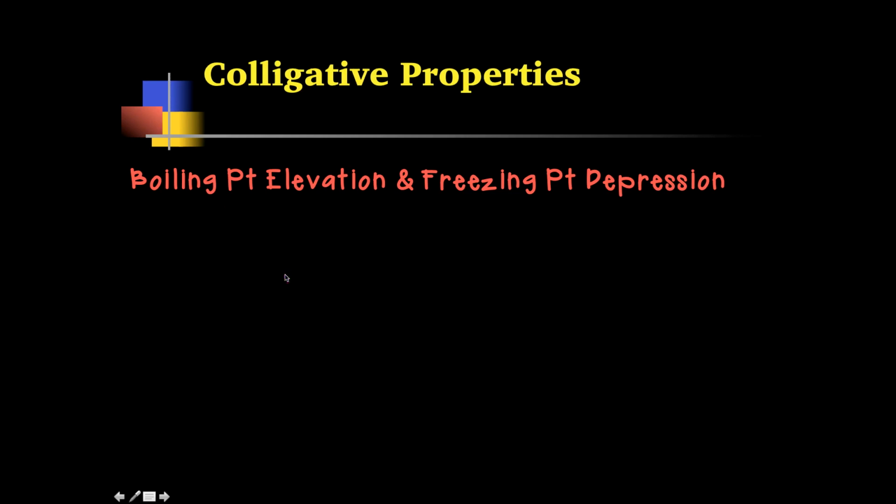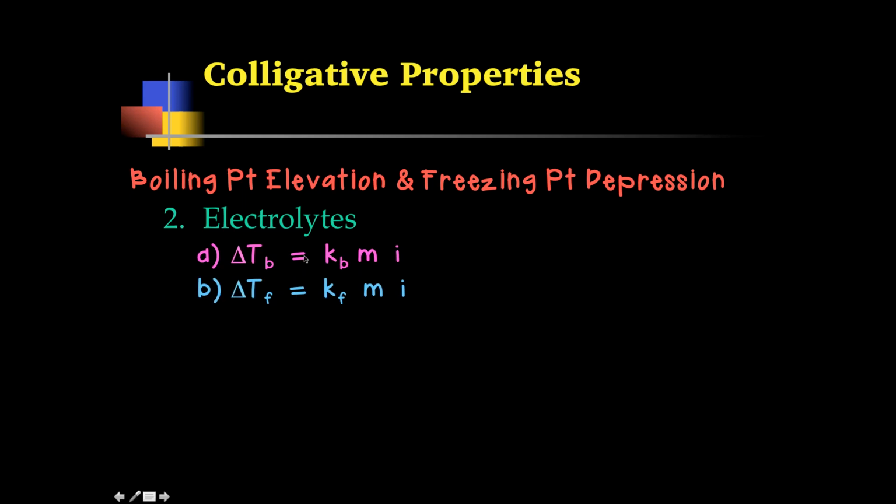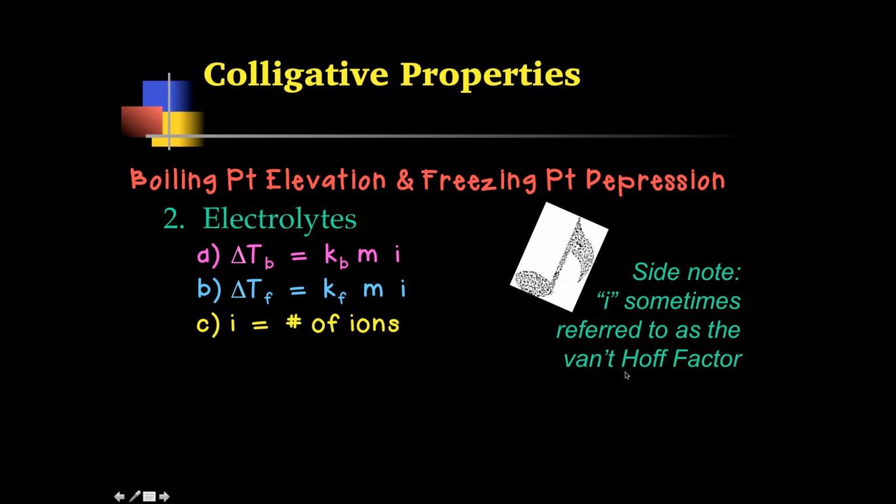Okay, I said that was for non-electrolytes. Well, what if it's an electrolyte? Remember, the only thing that changes with an electrolyte is that now you have ions floating around. So notice that's the only thing that changes for the two equations. It's still the change of temperature boiling equals the K for boiling times molality, but now there's this little i. For the non-electrolyte equation, this i value is just 1 because there's just one particle floating around if you dissolve a molecule. But if you have ions floating around, that's what i stands for. And just a little side note, oftentimes that i is referred to as the Van 't Hoff factor. So if you hear that, it's just saying how many ions are floating around because of whatever your solute was.